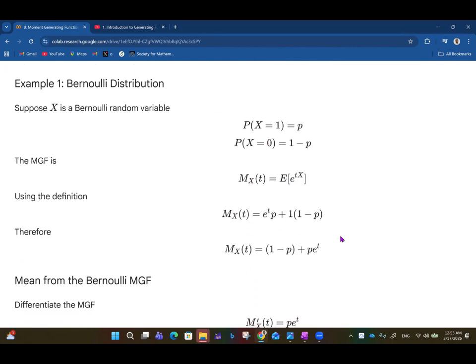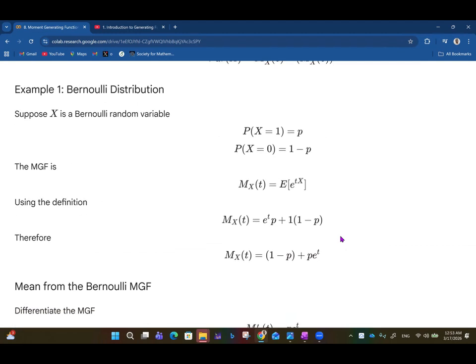So looking at that for some distributions now, let's start with the Bernoulli distribution.